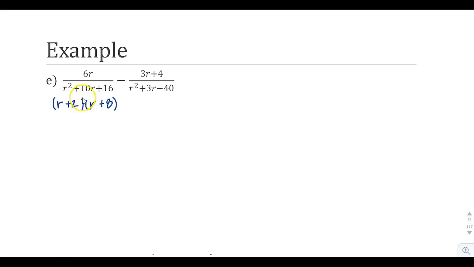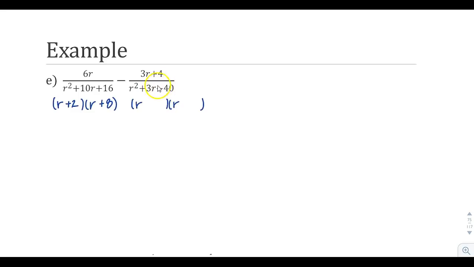So again, I can check. So r times r first is r squared, outer is 8r, and inner is 2r. Those add together to give me 10r. And last is 16. 2 times 8 is 16. We'll factor the other denominator. Again, we're going to have r and r.